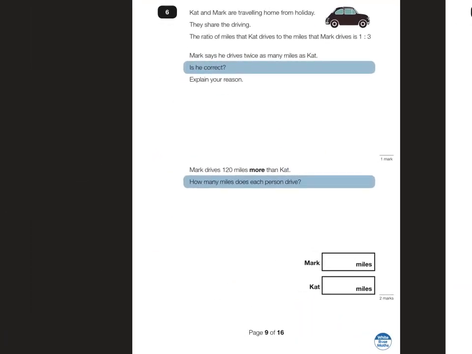Number 6. This was actually answered very well. I was quite impressed by this. Loads of you understood that this means Mark drives 3 times as many. Okay, the ratio is 1 to 3. That means 3 times as many. For example, if that was cat, Mark would be that, which is 3 times as much. Loads of you talked about the ratio of 1 to 3, or 3 times, this being 3 times as many. So that was brilliant.